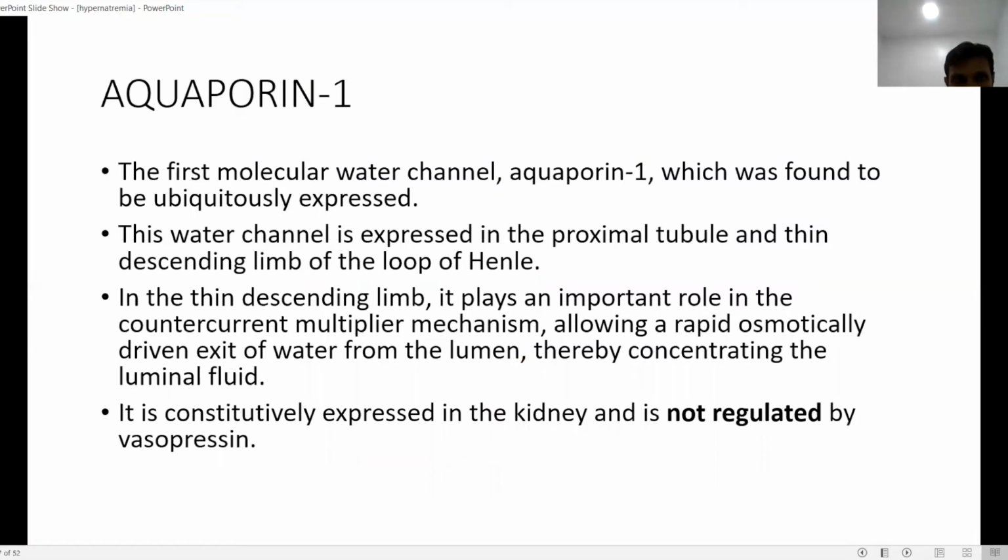There are a few water channels. They are called aquaporins. The first water channel to be discovered was aquaporin 1. This channel is expressed in the proximal tubules and thin descending limb of the loop of Henle. The thin descending limb plays an important role in the countercurrent multiplier mechanism, allowing a rapid osmotically driven exit of water from the lumen, thereby concentrating the luminal fluid. This is constitutively expressed in the kidney and it is not regulated by vasopressin.